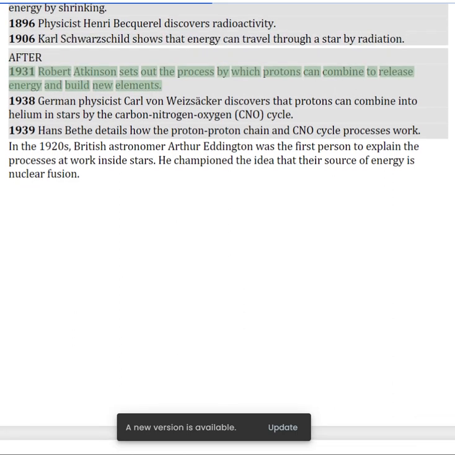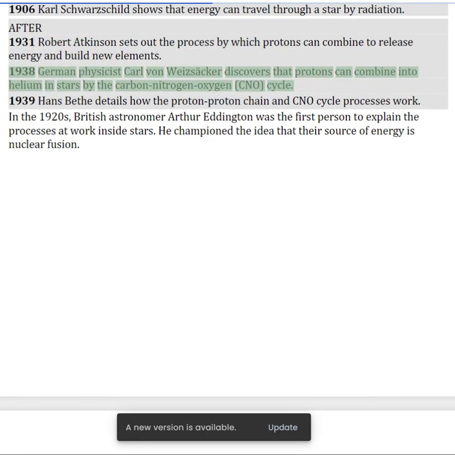1931 Robert Atkinson sets out the process by which protons can combine to release energy and build new elements. 1938 German physicist Carl von Weizsäcker discovers that protons can combine into helium in stars by the carbon-nitrogen-oxygen cycle.